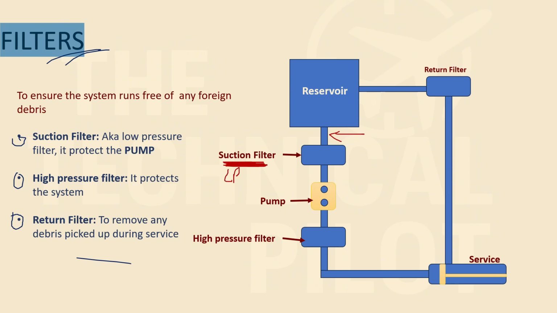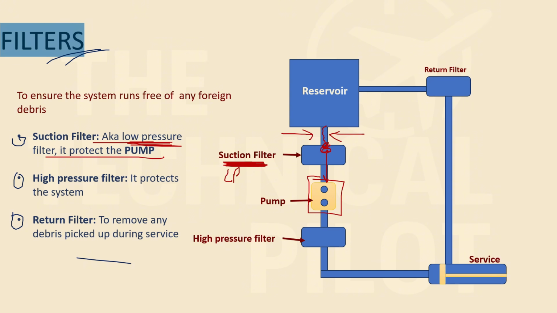So its purpose is to protect this pump, right? It is filtering the fluid before entering the pump. So fluid is coming from here, it is getting filtered here, and then it is moving towards the pump. So the purpose of the suction filter is to protect the pump. It is also known as a low pressure filter because obviously it is filtering the fluid which is already at a lower pressure. The pump will pressurize it and move forward, right?